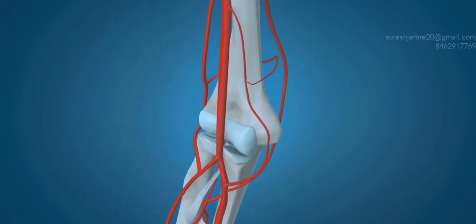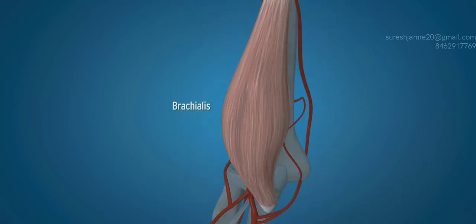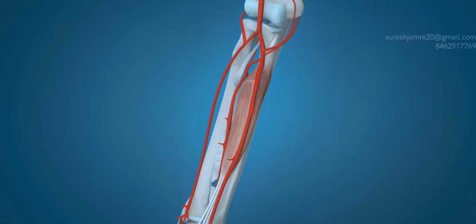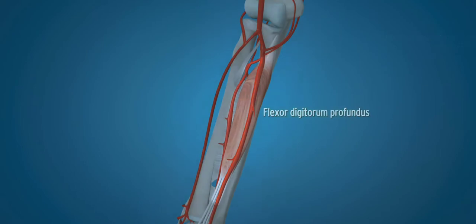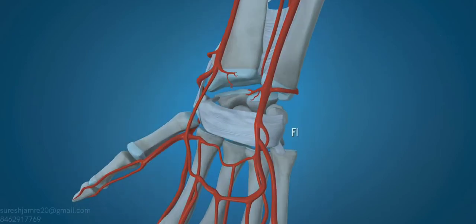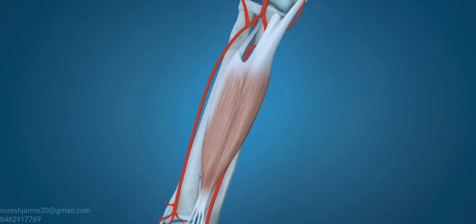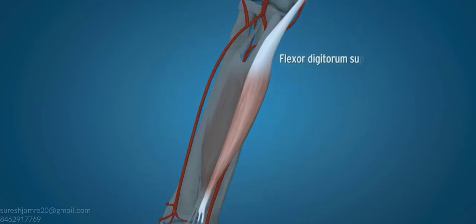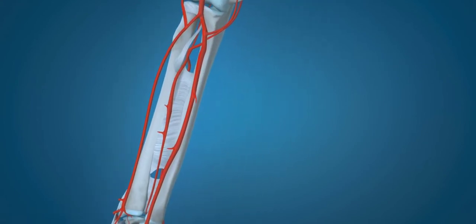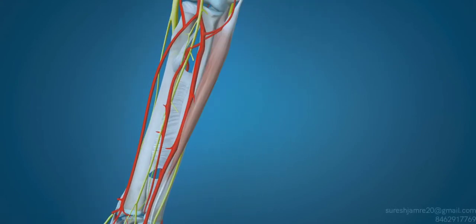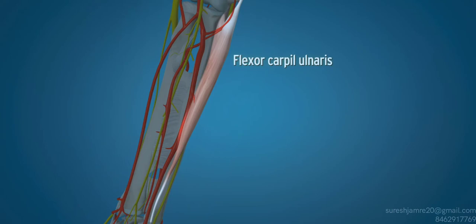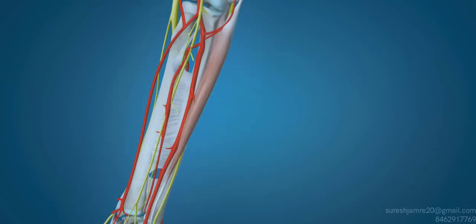Posteriorly, the artery is related to brachialis, flexor digitorum profundus, and flexor retinaculum. Laterally, the artery is related to flexor digitorum superficialis. Medially, it is related to flexor carpi ulnaris and ulnar nerve.